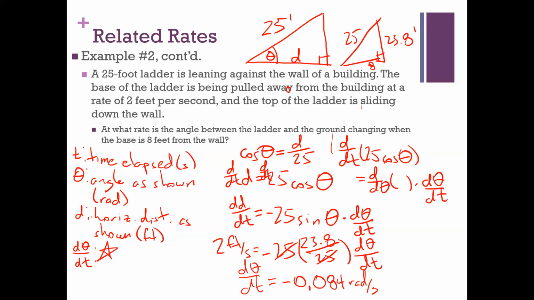When it goes from 25 cosine theta to negative 25 sine theta times d theta dt, why is it not just negative sine theta if you're taking the derivative of 25? Remember that 25 is a constant, yes, but it's multiplied by the variable function. It's not added to. If it was 25 plus cosine theta, then you're taking the derivative of 25 all by its lonesome, and that would be 0.